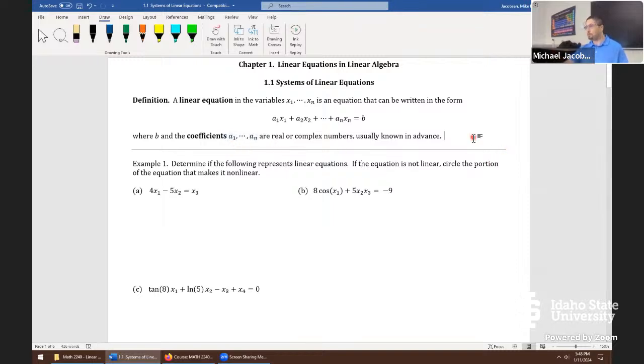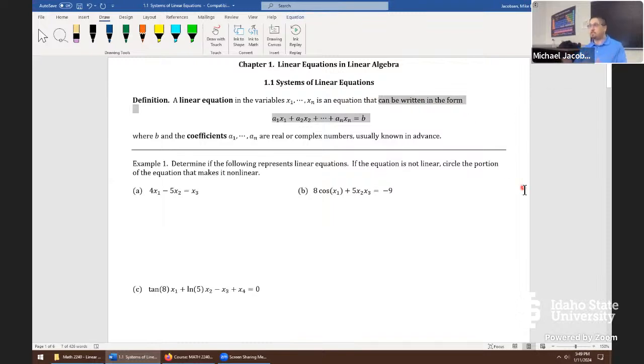So for our first example, all we'll do is take a look at these equations, determine if they're truly linear equations. And if they're not, we'll circle the part that made it nonlinear. Starting off with part A, how does that look to folks? Would you consider that to be linear or nonlinear? It turns out it's linear. It just looks weird, right? It's said here in this description, it's linear if it can be written in that form.